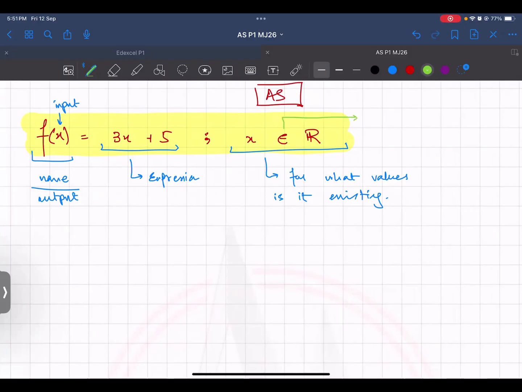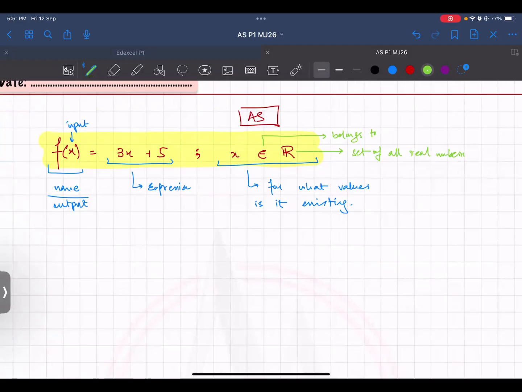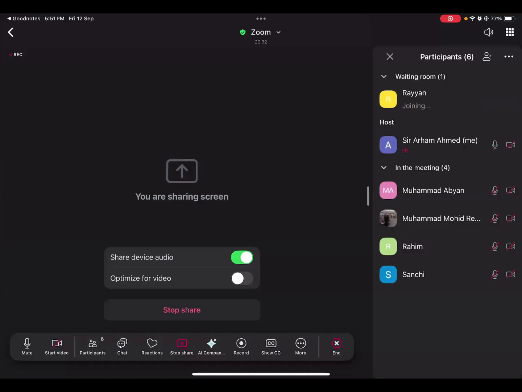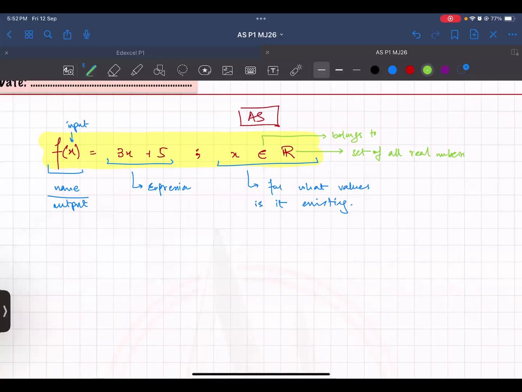This means, you have done these things on your O levels in IGCSEs. This symbol means belongs to, and R means set of all real numbers. What are real numbers? Avian, पता है? x belongs to the set of all real numbers. This means real numbers means all numbers that you have done. Positive, negative, decimal, fraction, integer, सारे number. Zero.